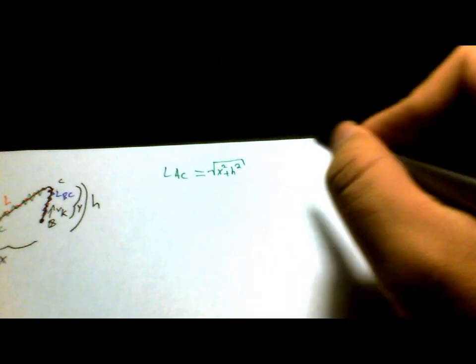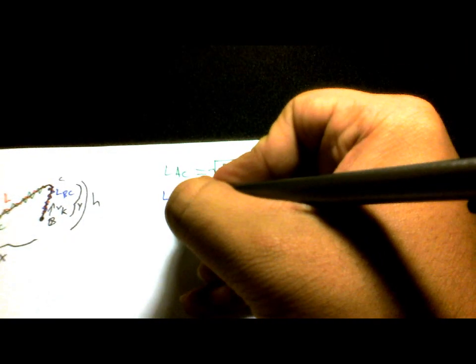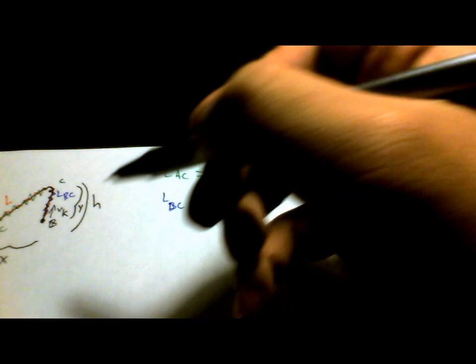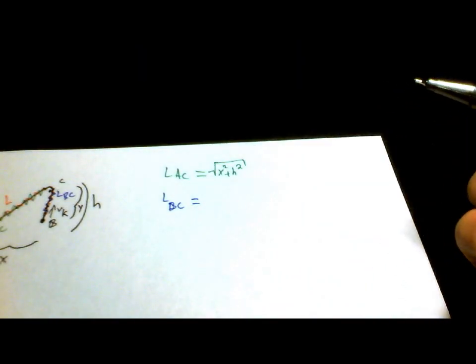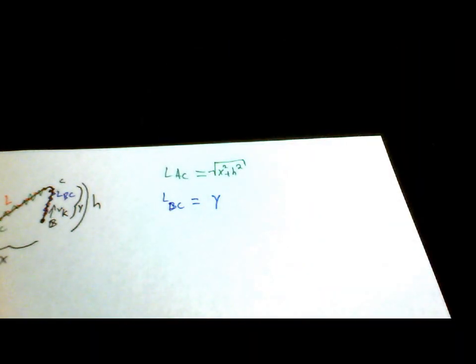Now, if you're having a problem seeing where this comes from, then I think you should probably go back to grade 8. Moving on, length of BC. This length here is an easy one to solve for. It's just Y, because Y is the length of the rope there. That's just what it tells us to define it as.